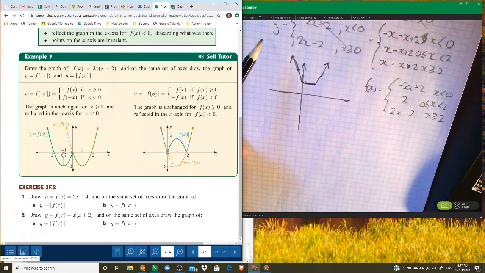What was at -1, which is where the vertex is, is the same as what's at 1. And -2 is a 0, just like 2 is. All the other points are copied up here as they are over here. So what happens in the other case? Put the modulus around the function, and the part that is below the x-axis gets mirrored above, like that.